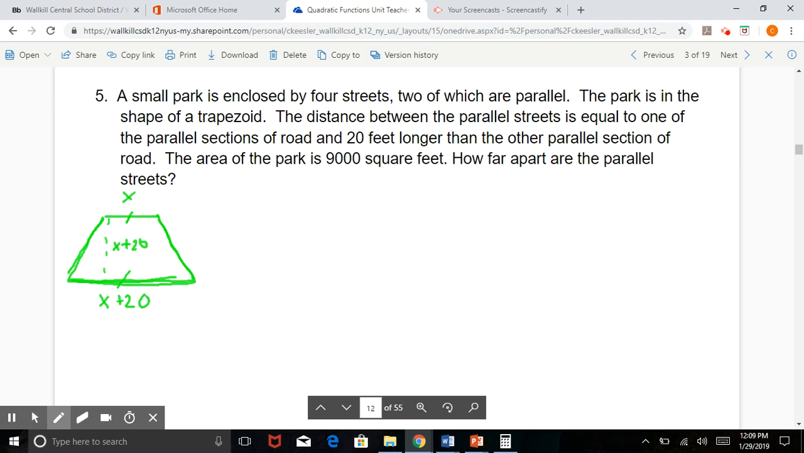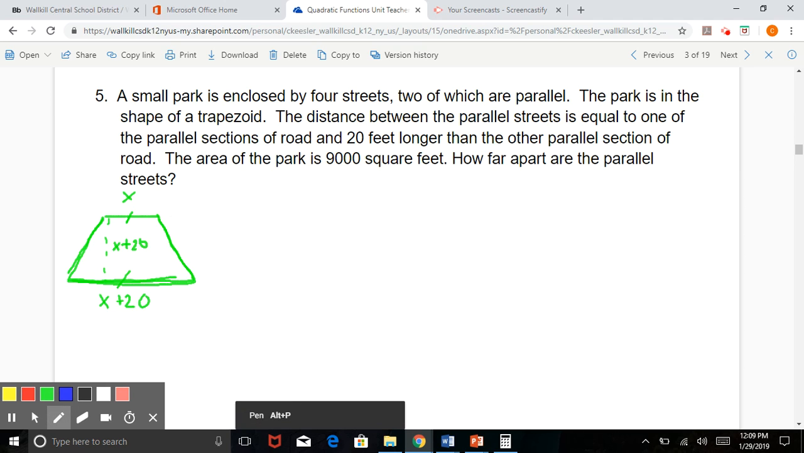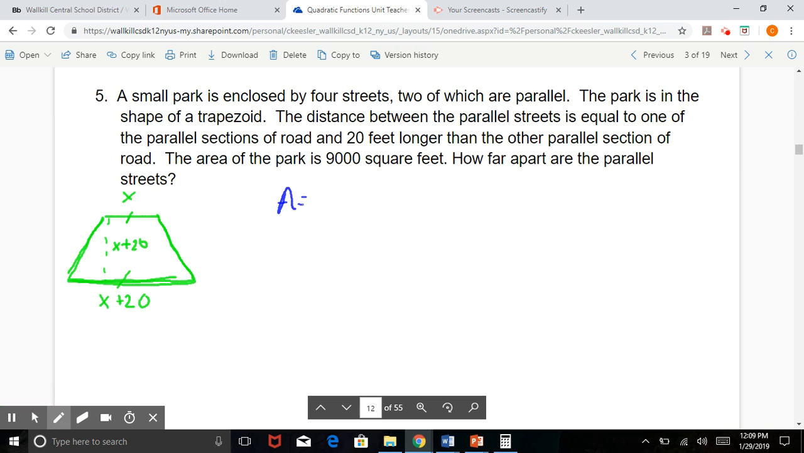So now the area is 9,000 square feet. How far apart are the parallel streets? So we have to also remember how to calculate area of a trapezoid. So area of a trapezoid is found by doing area equals height times base 1 plus base 2 divided by 2. Or area equals 1/2 the height times base 1 plus base 2.